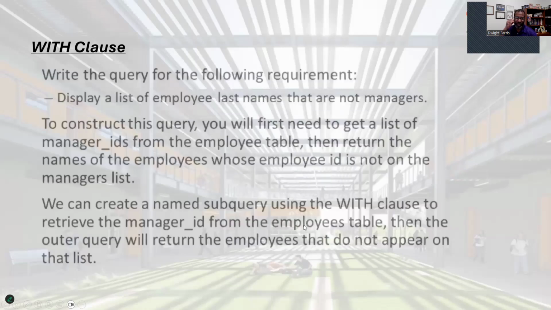Let's write the query for the following requirement. Display a list of employees' last names that are not managers. To construct this query, you first need to get a list of manager IDs from the employee table, and return the names of employees whose employee ID is not on the manager list. We can create a named query using the with clause to retrieve the manager ID from the employees table. Then the outer query will return the employees that do not appear on that list. So we're just shortening that whole process.